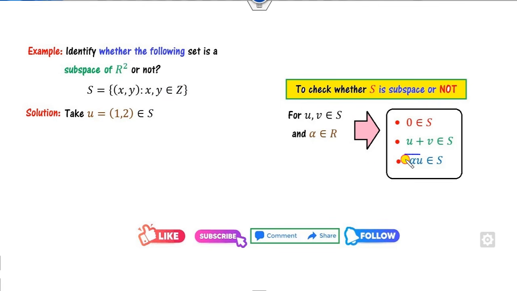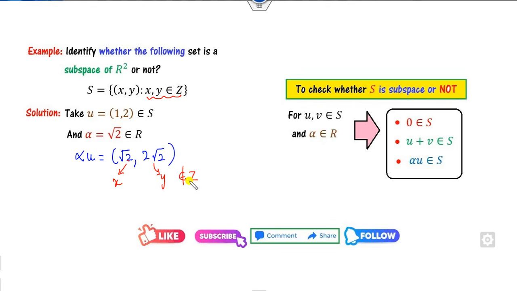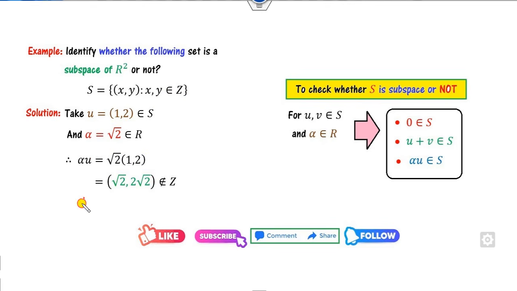Can you think of an alpha so that when you multiply, it is not an integer? If you choose alpha as root 2, then what will be alpha into U? That's root 2 and 2 into root 2. Now check whether this satisfies the property. This is my X, this is my Y. Clearly they are not integers. So what does it mean? This is not a part of S. If one of the properties is not satisfied, you can say it is not a subspace.